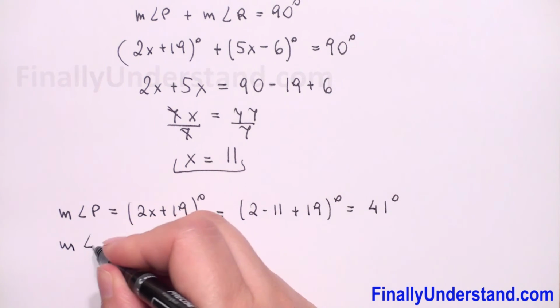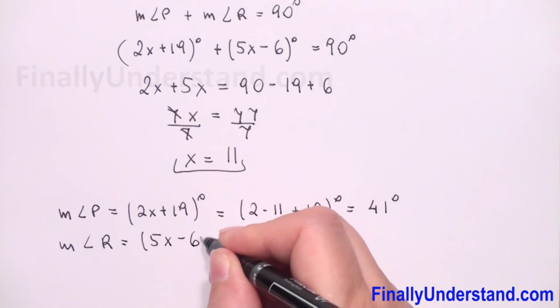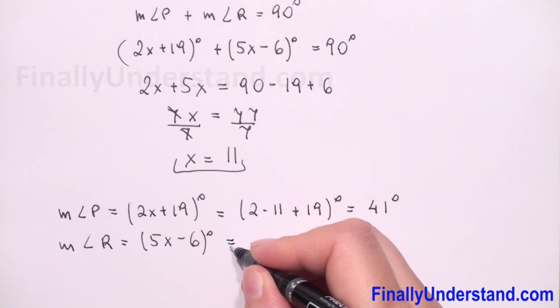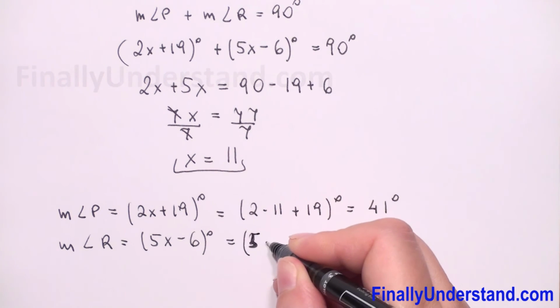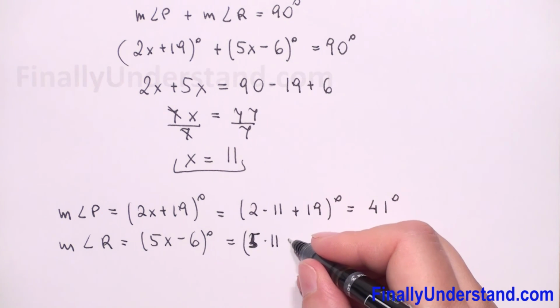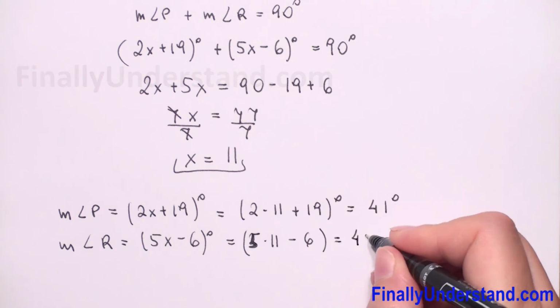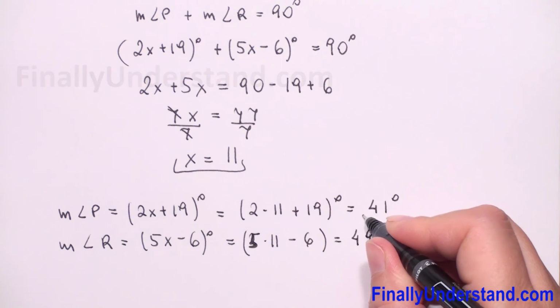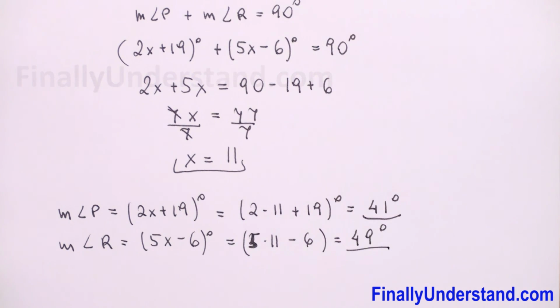And measure of angle R is equal to 5x minus 6 degrees. So this is equal to 5, of course, times 11 minus 6. So this is equal to 49 degrees. We found measure of angle P and measure of angle R. This is my solution.